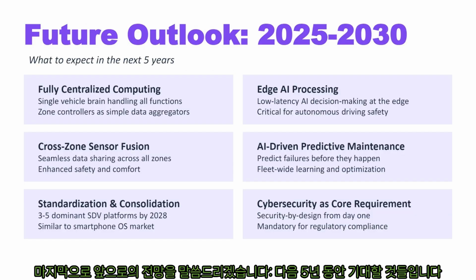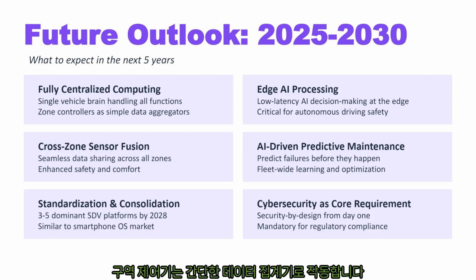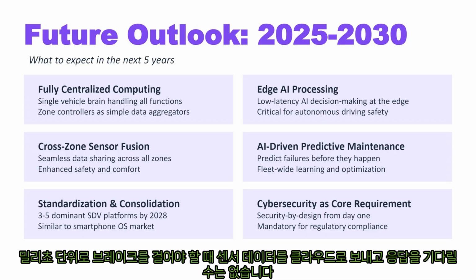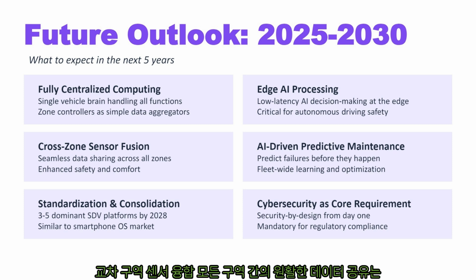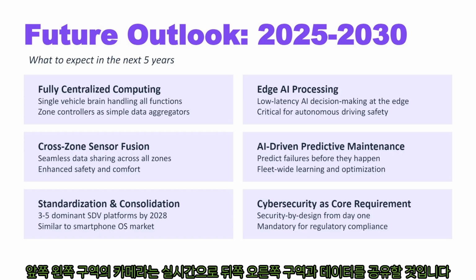Let me close with a look ahead: what to expect in the next 5 years. Fully centralized computing. We're moving toward a single vehicle brain handling all functions, with zone controllers acting as simple data aggregators. Edge AI processing. Low latency AI decision-making at the edge is critical for autonomous driving safety. You can't send sensor data to the cloud and wait for a response when you need to brake in milliseconds. Cross-zone sensor fusion. Seamless data sharing across all zones will enhance both safety and comfort. A camera in the front left zone will share data with the rear right zone in real time.